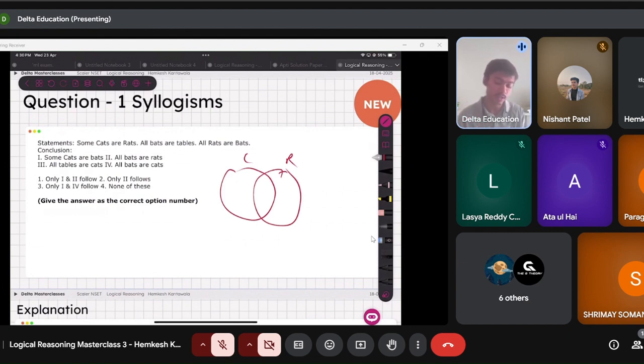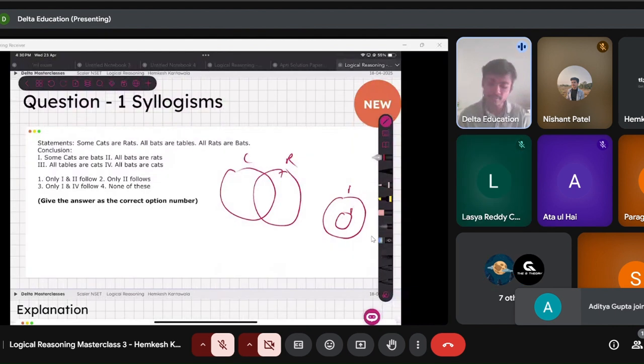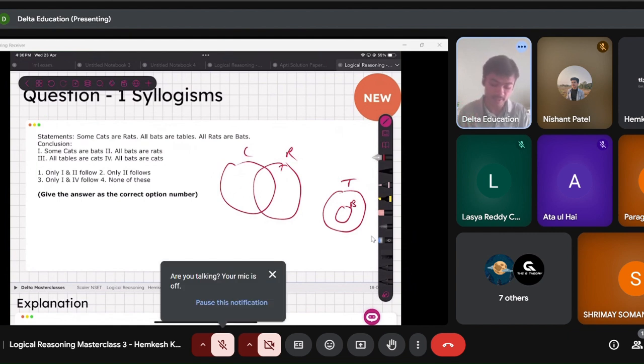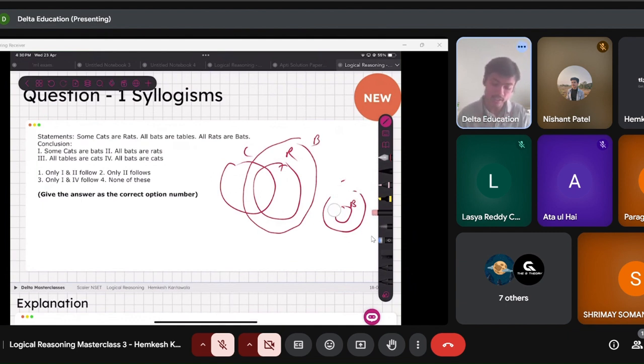Now next, all beds are tables. It is said that all beds are tables. So this would be the Venn diagram for this. Correct. Now what is said next? All rats are beds. So if all rats are beds, then this would be bed, and all beds are tables. So tables would be something over here. This is the table. So if we draw this Venn diagram, then let's read the conclusions.